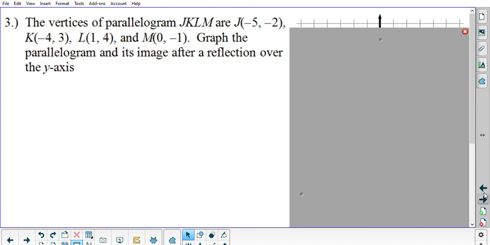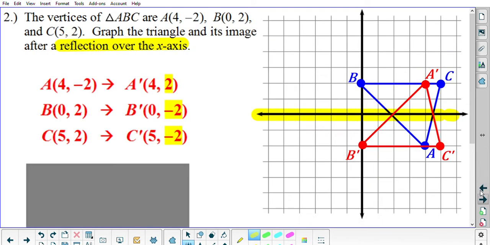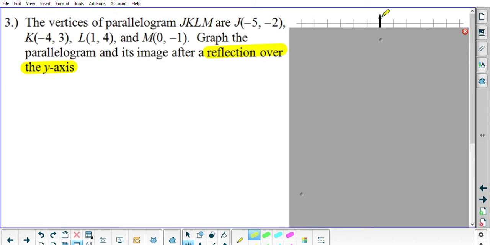All right, I hope you've done this problem on your own. You've already hit pause, now you've hit play. Let's see how you did. We have a parallelogram. We have to graph the parallelogram and the image after a reflection over the y-axis. Did you notice this is not the same axis that we were reflecting it over on problem number 2? Number 2 was over the x-axis. Number 3 is over the y-axis.